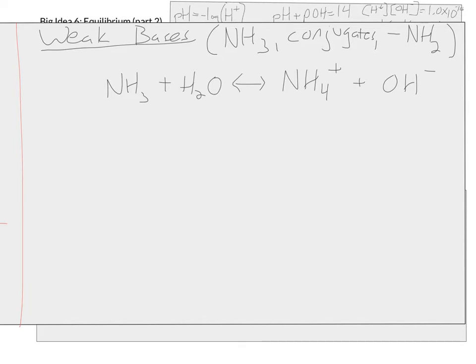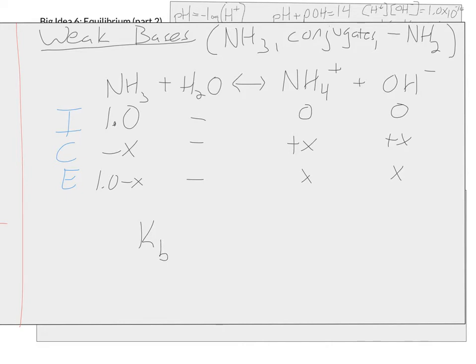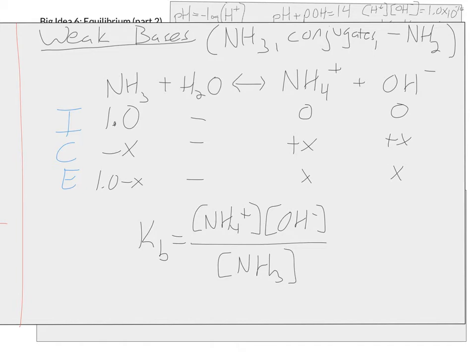So other than that, we still have an ICE chart. So if we had a 1 molar concentration of that, still don't care about the liquid water. 0 of this, minus x, 1.0 minus x, plus x, x, and x. So this is the same thing, except for this one, we get a Kb expression. So the Kb expression is going to be the ammonium, products over reactants, hydroxide over the NH3. And x in this case is my pOH. There's my hydroxide, and we need a pOH out of that.